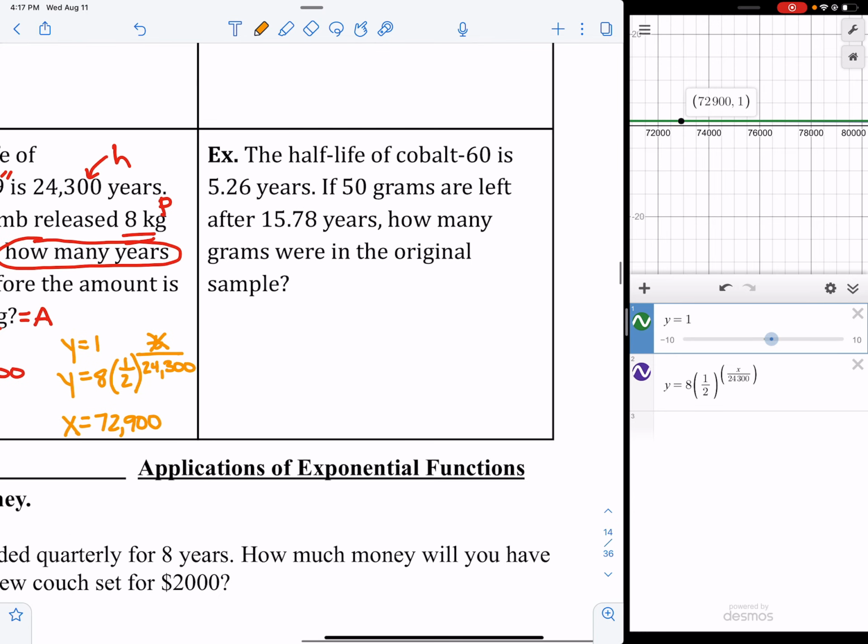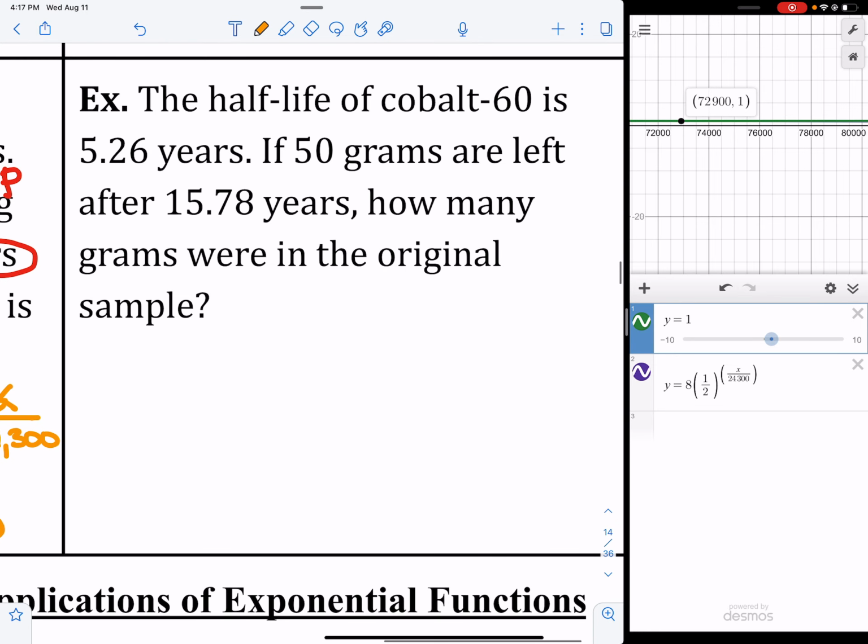So let's look at the last example. It says the half-life of cobalt-60, notice that's the name of the compound. The 60 is nothing we need to plug in. Is 5.26 years. So that's our H. So H equals 5.26. If 50 grams are left, so that's your final amount. After 15.78 years, so that'll be our time, how many grams were in the original sample? So we're looking for the initial amount.